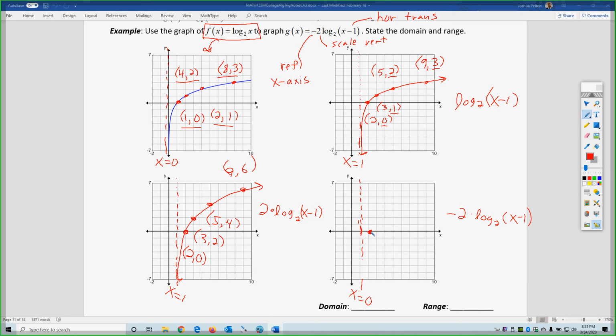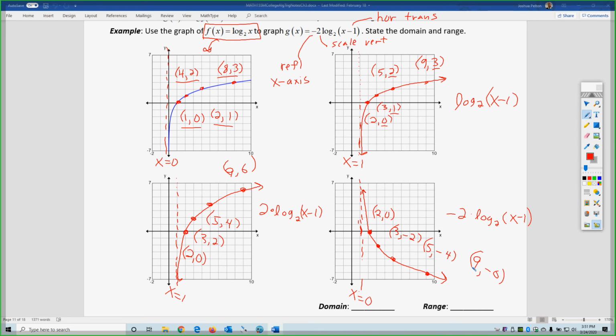Okay. However, the next point, 3, 2, goes to 3, negative 2. And our next one, 5, 4, goes to 5, negative 4. And 9, 6 goes to 9, negative 6, because they reflected over the axes. So 2, 0 stayed the same because it's on the axes. 3, 2 went to 3, negative 2. 5, 4 went to 5, negative 4. And 9, 6 went to 9, negative 6.